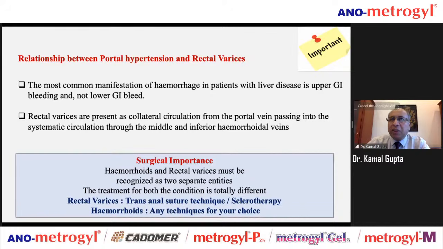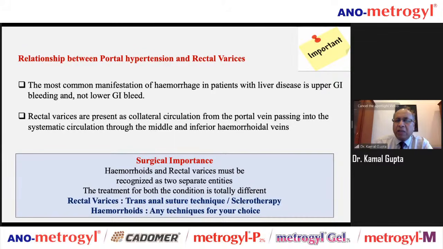On examination, the most important thing to differentiate between hemorrhoids and rectal varices is that in rectal varices, there are bluish colored longitudinal columns, whereas in hemorrhoids, there are either sulci or radiating folds. So that is a very important part to differentiate between the two conditions.